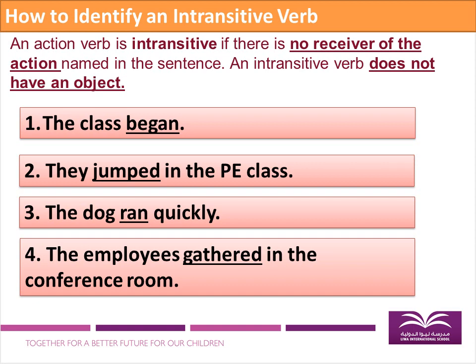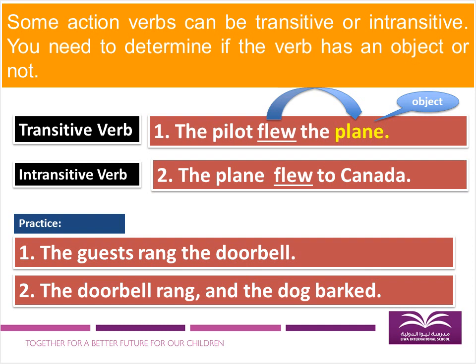Now, let's check your understanding again. Your turn. Some action verbs can be transitive or intransitive. You need to determine if the verb has an object or not. Again, you need to determine if the verb has an object or not. I use only one verb here because I want you to see the difference between transitive verb and intransitive verb using one action verb. Let us have the first one.